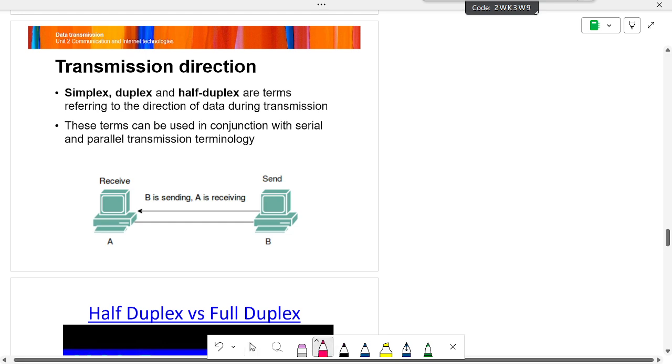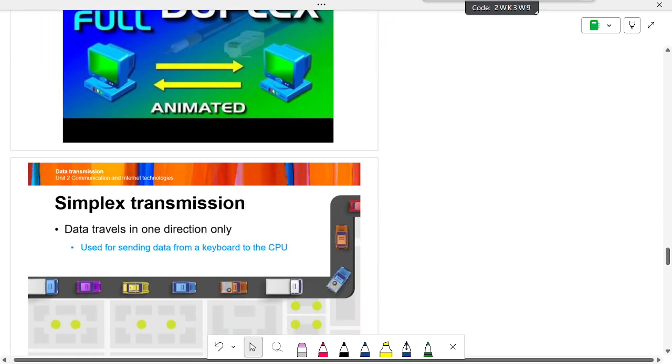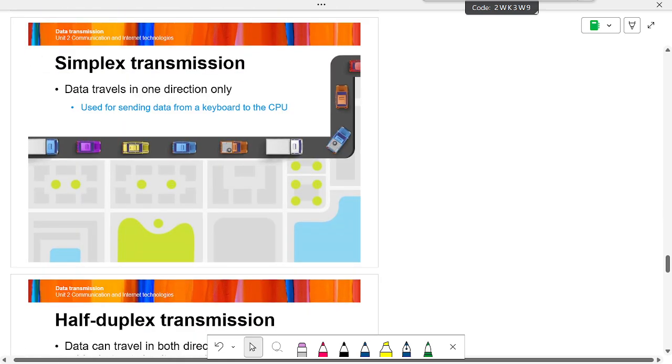Okay, last thing is we need to talk about how the data is sent inside the wire. There are three methods that we can send data on the wire. One is called simplex, the other one's called duplex, and the third one is half duplex. I'm going to explain this and then we'll summarize it at the end. So the easiest one is called simplex. It's simple. So, simplex, let's just write this down.